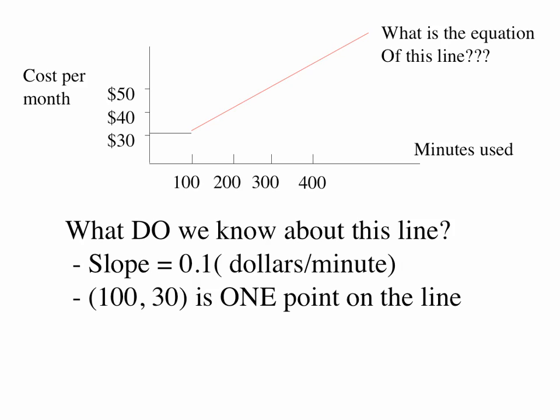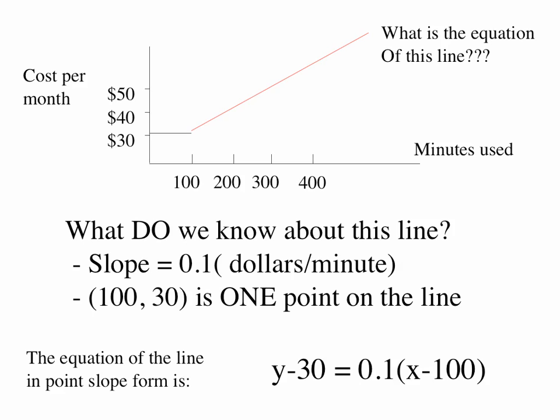We can very quickly write the equation of the red line using point-slope form. And here's what it's going to look like. y minus 30, 30 is the y coordinate of the one point we know, that's y1, equals 0.1, that's m, times x minus 100. 100 is the x coordinate of the one point we know, that's x1. So very quickly, without having to do anything funky, we've written the equation of the red line above in point-slope form.